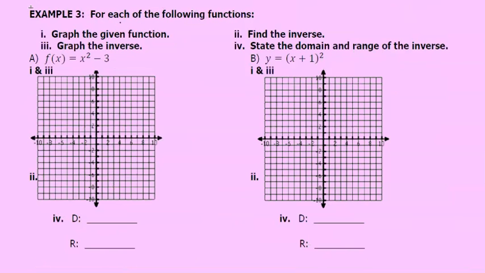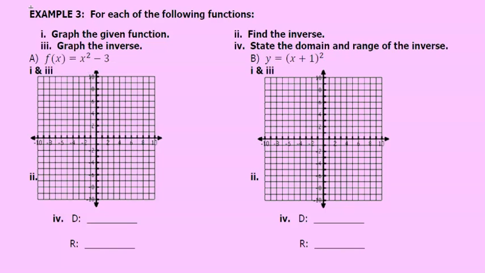Example 3. For each of the following functions, I, graph the given function, II, find the inverse, III, graph the inverse, and IV, state the domain and range of the inverse. Let's look at A. f of x equals x squared minus 3. So first we want to graph the given function.